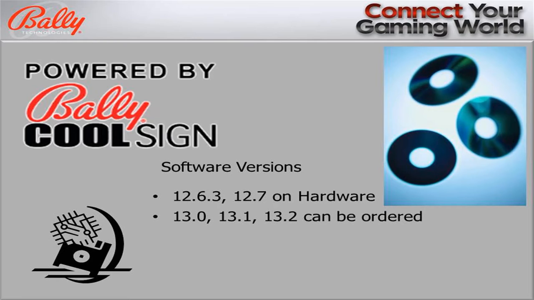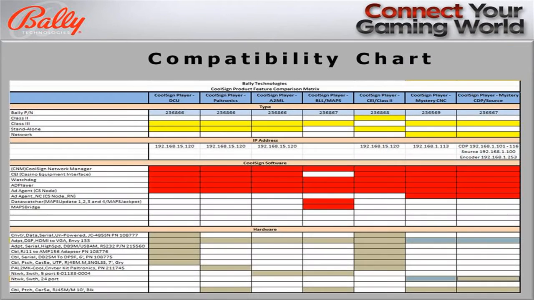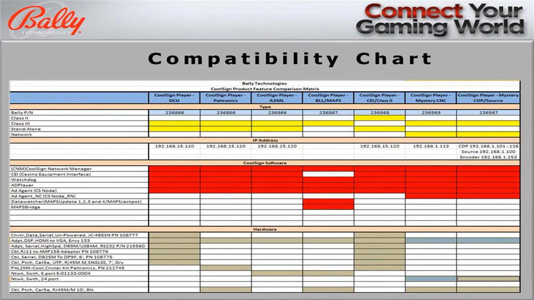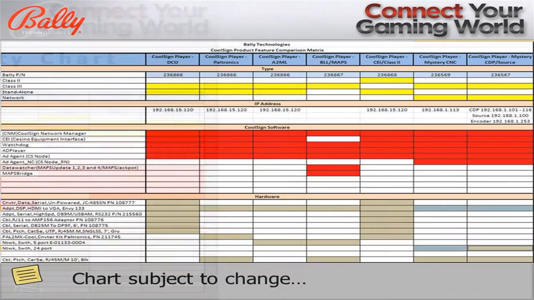Current CoolSign software in the market is 12.6.3 and 12.7, which are our own hardware. And then we also have available 13.0, 13.1, and 13.2. This software can be ordered. In the chart shown are the types of players with current part numbers used, as well as the part number breakdown that comes with each kit. The chart is subject to change, but provides an idea of what to expect when ordering kits. So, when replacing a player, verify the kit ordered is correct and complete.